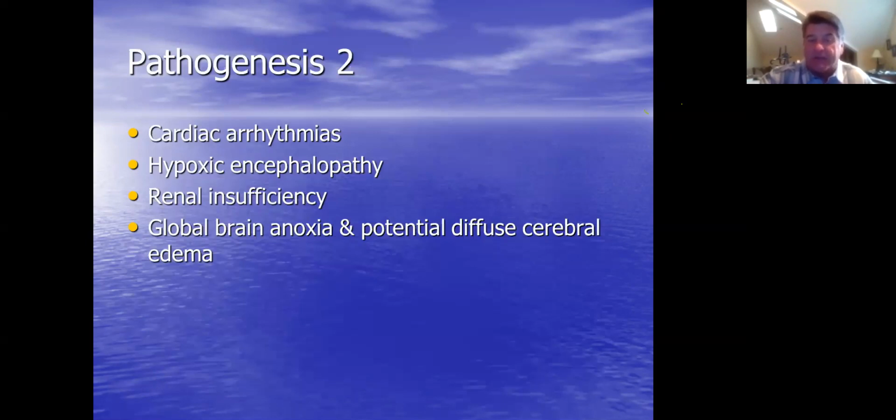Global brain anoxia means your brain is not getting enough oxygen at all, and you can wind up with your brain swelling. Some of these effects, hypoxic encephalopathy, renal insufficiency, global brain anoxia, we'll see in survivors, and they may lead to whether or not a patient lives or dies.